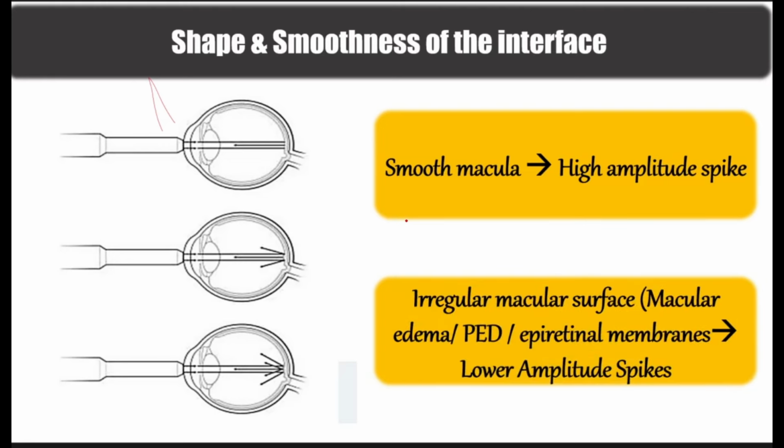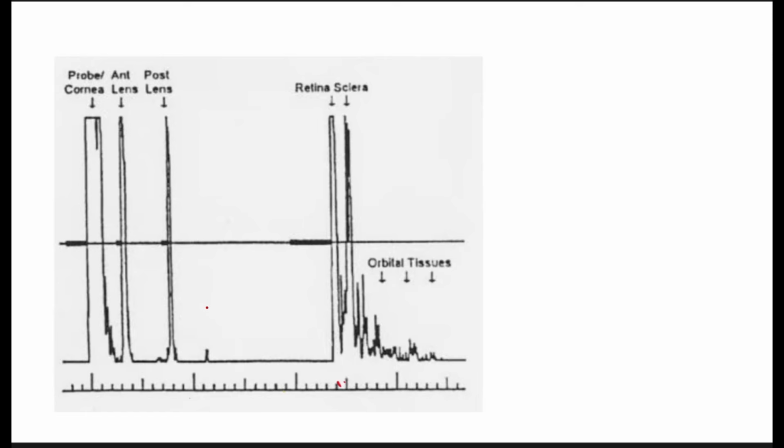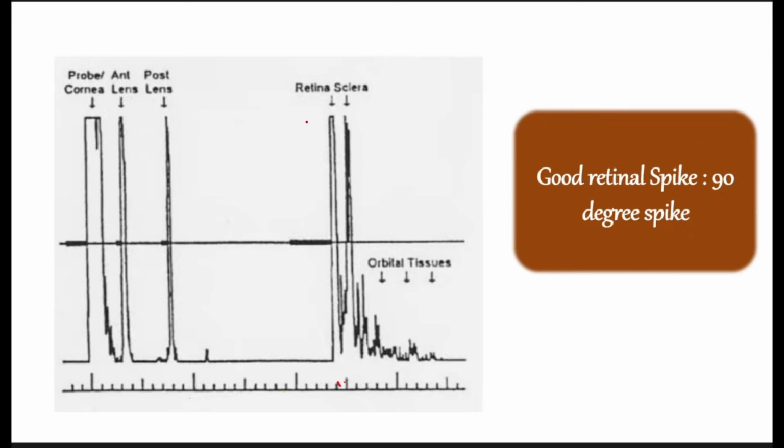However, if the macula is not smooth, for example, if there's any irregularity in the surface of the interface, like macular edema, pigment epithelial detachment, or an epiretinal membrane, there's also going to be reflection away from the probe. Sometimes there might be refraction of the returning sound waves away from the probe, and therefore only a few waves are going to make it to the tip, and it will lead to weaker echoes or low amplitude spikes. Therefore, in order to get correct biometry readings, it's very important that you have a normal macula as well. For example, over here, you can see this is a good retinal spike. A good retinal spike should rise sharply like this. It should be at a 90 degree angle.